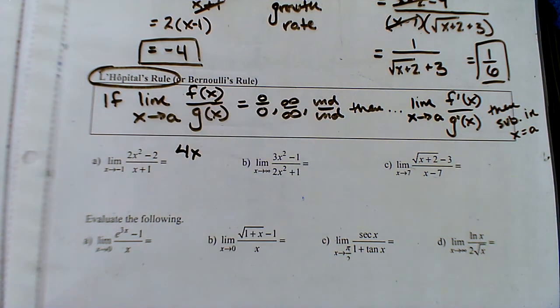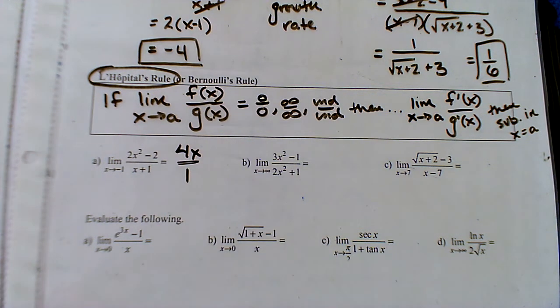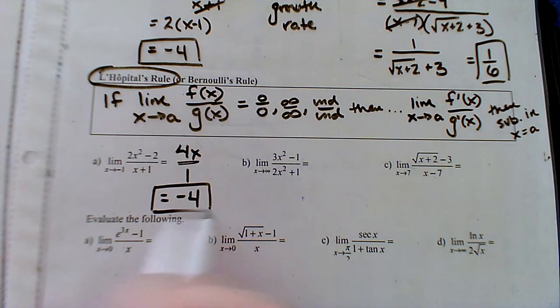That's 4x, right? The derivative of the bottom? 1. If you try substitution again, we're going to substitute in that value we're approaching, which is -1. What do we get? -4. Is that not the same limit value that we did by factoring? Old school, right? From the beginning of the year.